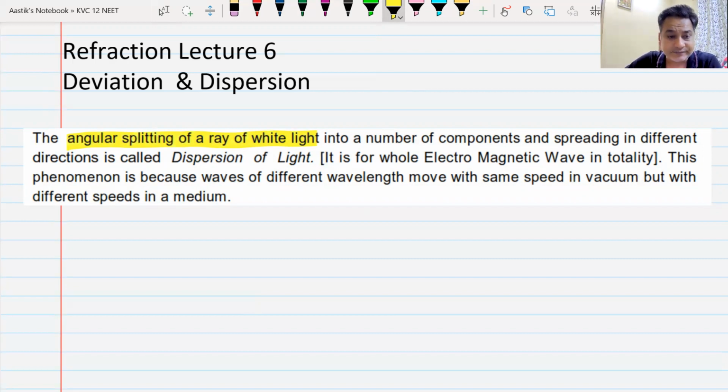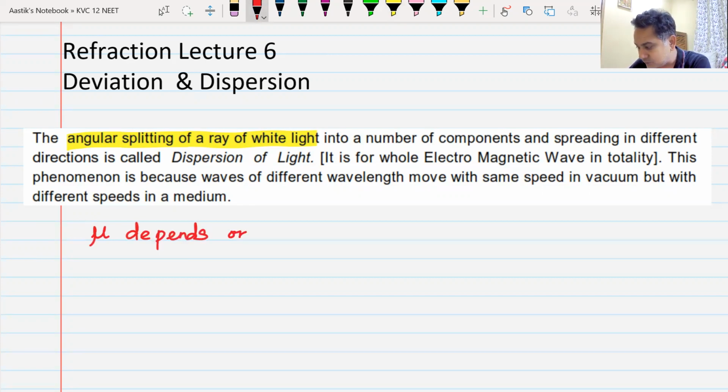And why does that happen? Why does white light split? Because we have seen that this refractive index mu for any substance depends on the wavelength of light. Yes or no? Refractive index mu depends on the wavelength of light.